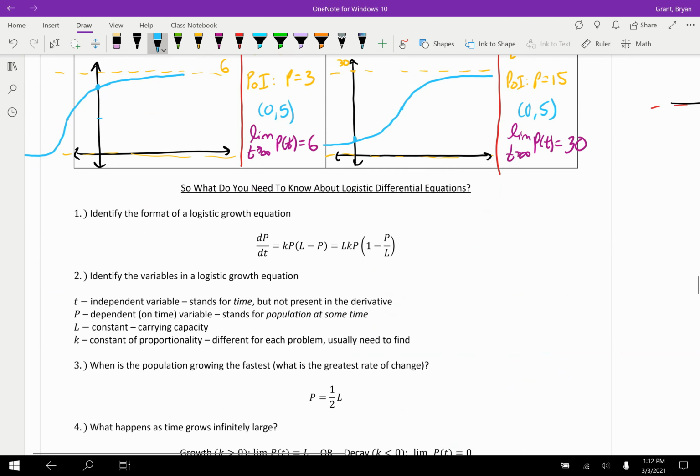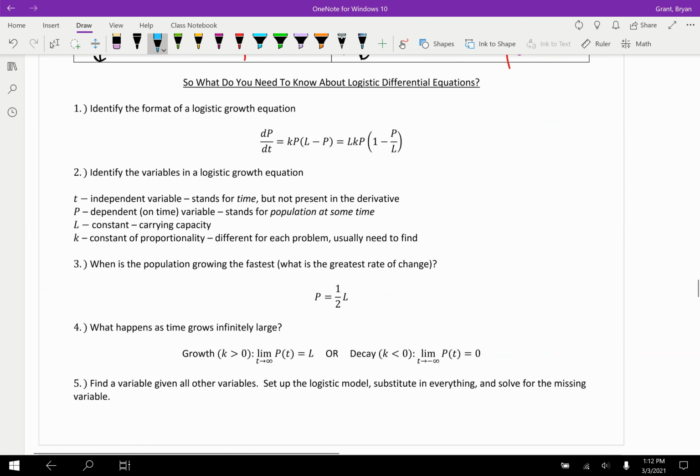So, as a final summary, what do you really need to know about logistic differential equations? The answer is not that much. You should be comfortable with the format of the equation and know what each of the variables mean. Remember, memorize this one, derive this one if you need it. You need to know when the population is growing the fastest, and that occurs at half the carrying capacity. You should also realize that that is your inflection point.